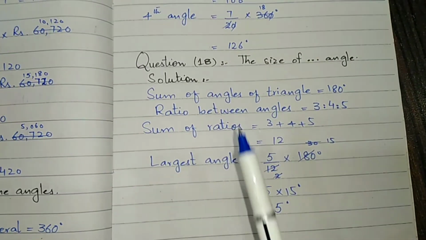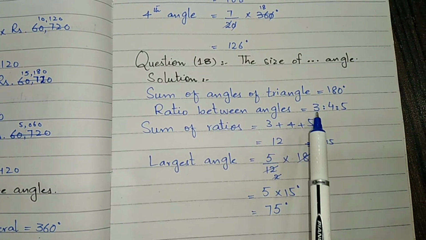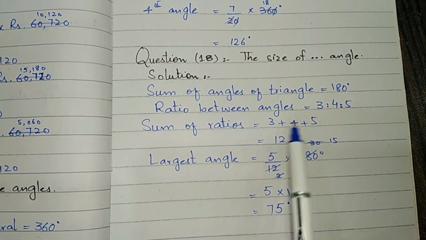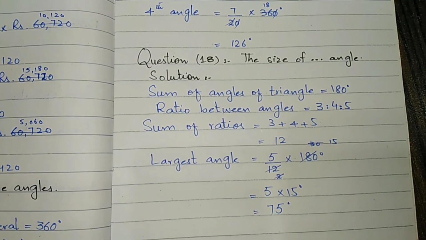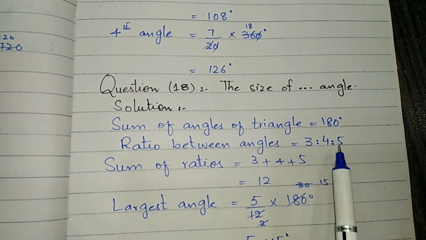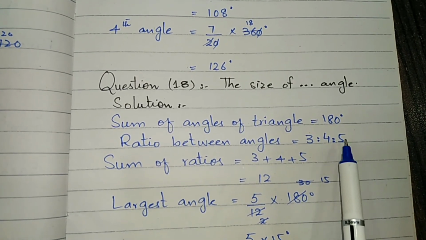Okay student, first of all we have to write the sum of the angles of a triangle is equal to 180, and the ratio between angles is given in the question 3:4:5. And the sum of the ratios is 3 plus 4 plus 5, that is equal to 12. So they said find the largest angle. So according to the ratio 3:4:5, 5 is the largest ratio, so its measurement is also greatest.